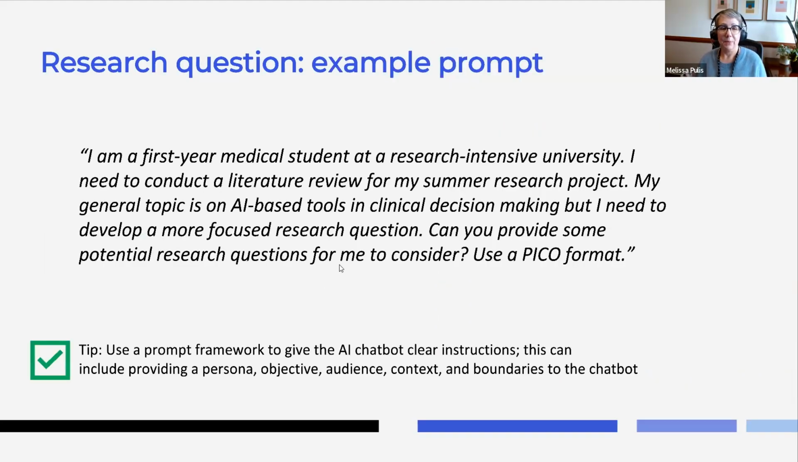So an example for this, if you're going to use a chatbot to have AI refine your research question, you can use an example prompt like this. I am a first year medical student at a research intensive university. I need to conduct a literature review for my summer research project. My general topic is on AI-based tools in clinical decision making, but I need to develop a more focused research question. Can you provide some potential research questions for me to consider? Use a PICO format. And generally, if you do something like this, AI will spit back like 5 or so different questions to consider. And from there, you can explore them and hopefully it will give you some ideas for you to pursue.